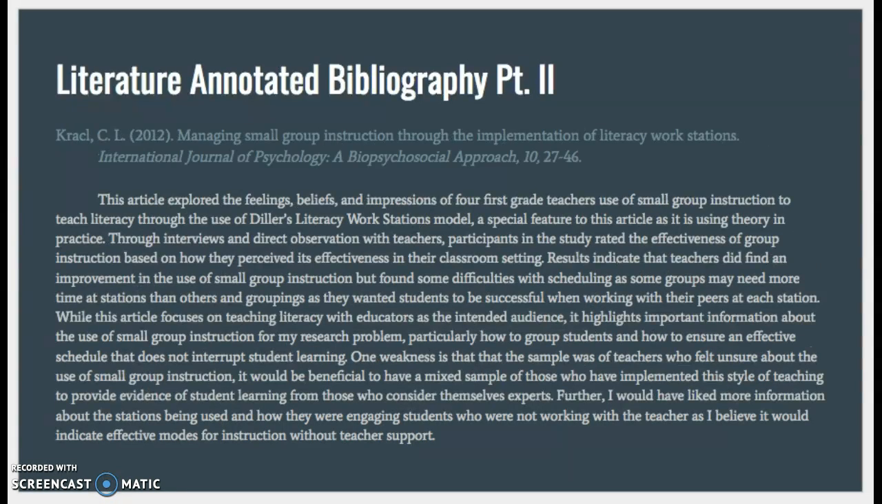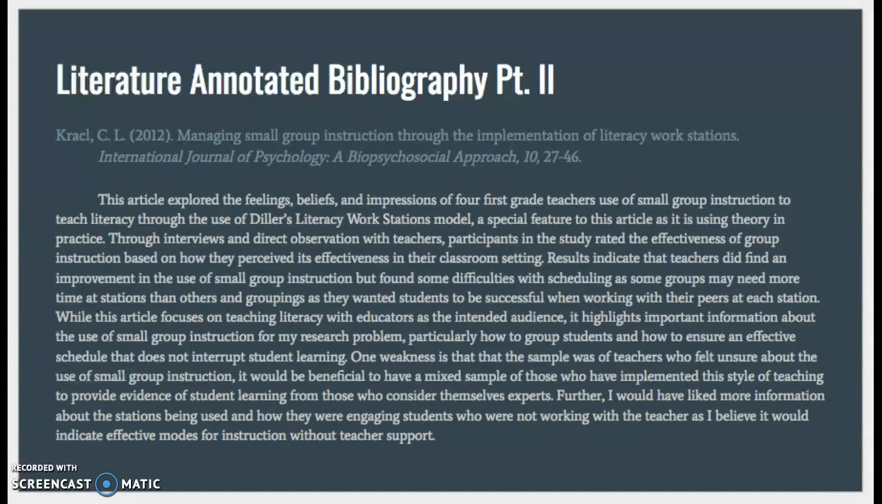The next article I looked at was managing small group instruction through the implementation of literacy workstations. So although my focus is on math, for this to be successful, working in small groups or differentiating instruction, you need to have a basis for what other students are doing. So if there's a group working with the teacher, you can't just have the class be left to their own devices because we all know as educators how that goes.